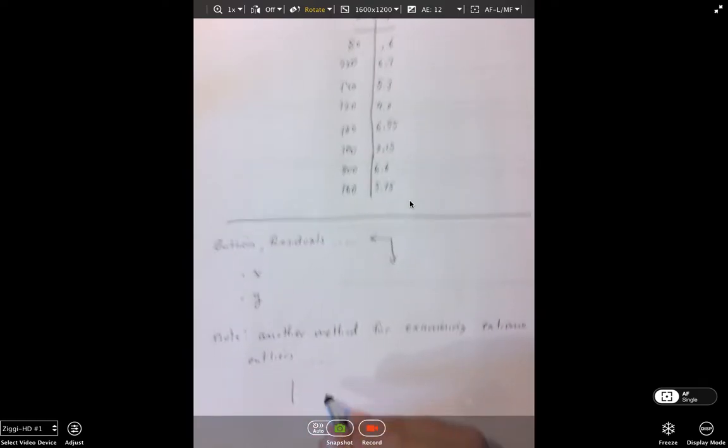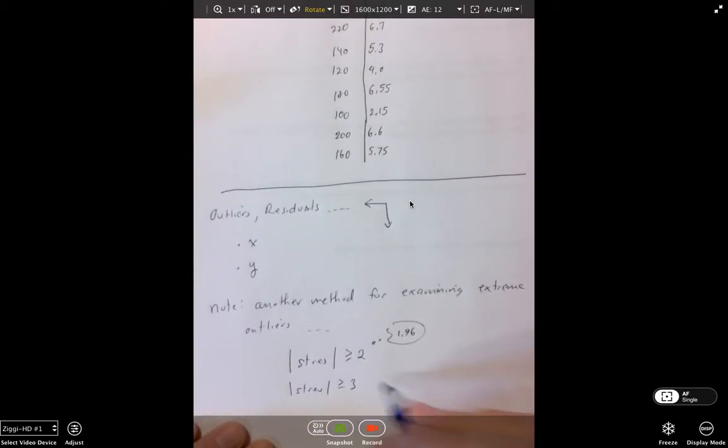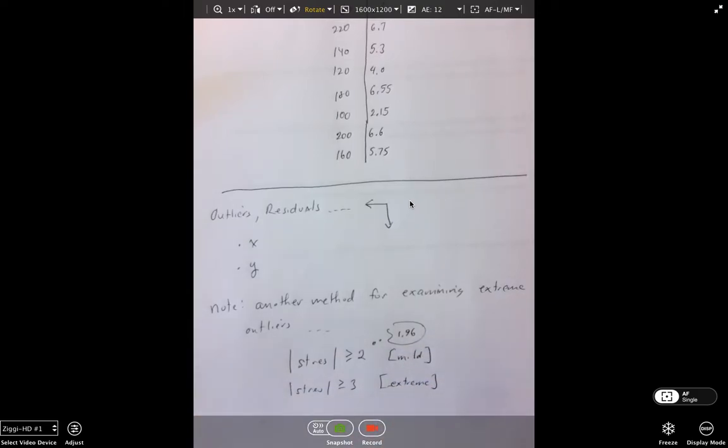I like to look at the absolute value of the standardized residuals, which we talked about in the last video. If these are greater than or equal to 2, actually for the most part 1.96, I tend to call that at least a mild outlier. If a standardized residual is greater than 3, I typically refer to this as an extreme outlier, and I usually refer to the others, very subjectively, if you will, as mild outliers.